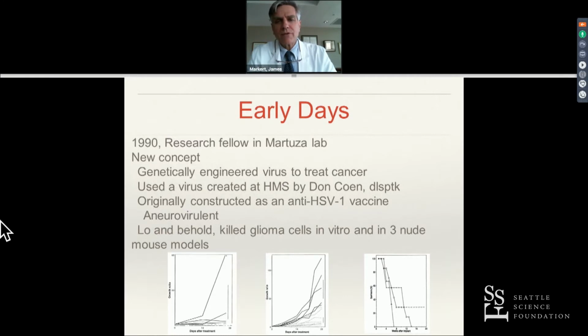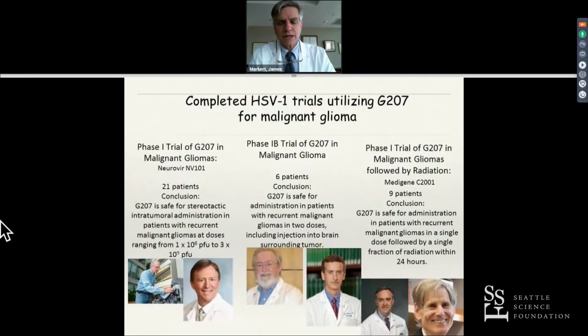They actually had a virus that Don Cohen, a virologist at Harvard Medical School, had created called DLS-PTK. This was originally constructed with the idea that it would be a good herpes simplex virus vaccine. It was neuroavirulent. Well, we started looking at this in glioma cells, and sure enough, it still killed glioma cells. And in various nude mouse models, we found out that you could actually increase survival and inhibit tumor growth, as shown on some of these graphs.